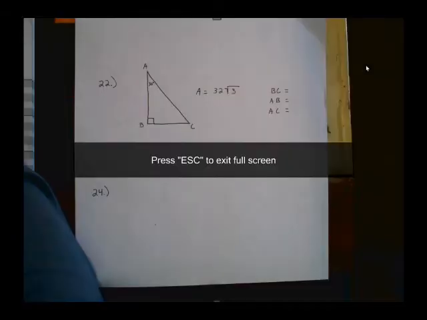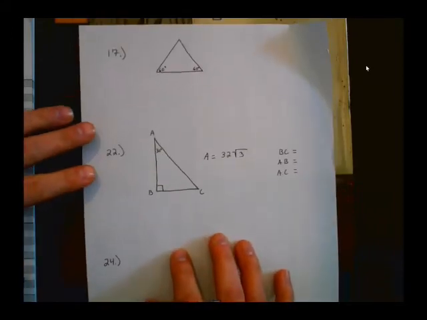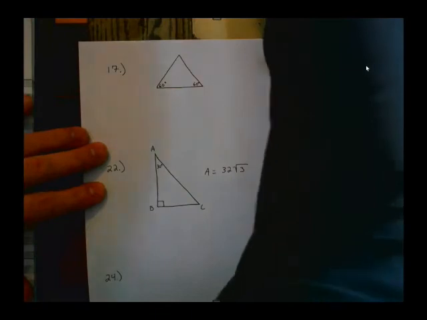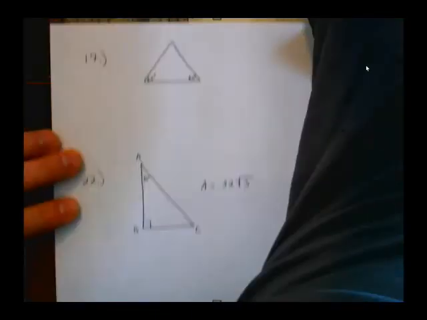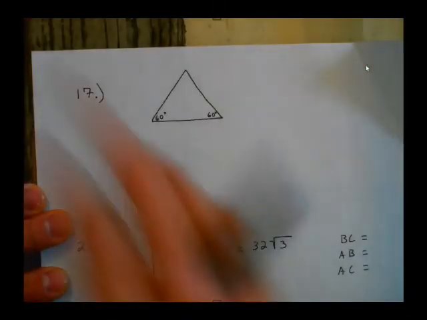All right, here are a couple problems that I had questions about. So I'm going to zoom in here and let you guys take a look at these problems from the worksheet here. Okay, this is the first one, number 17.